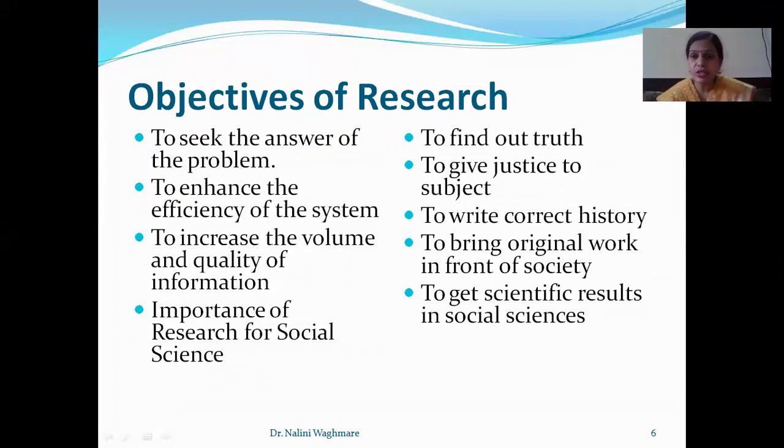First thing is to seek the answer of the problem, to enhance the efficiency of the system, to increase the volume and quality of information, the importance of research for social sciences, even to solve some social problems. For that purpose we are doing research, even to find out the truth, to give justice to our subject, to write correct history or reconstruct the history. For that purpose we are also doing research, or to bring original work in front of the society. The facts must come in front of society, people, and to get scientific results in social sciences. For that purpose also we are doing research.